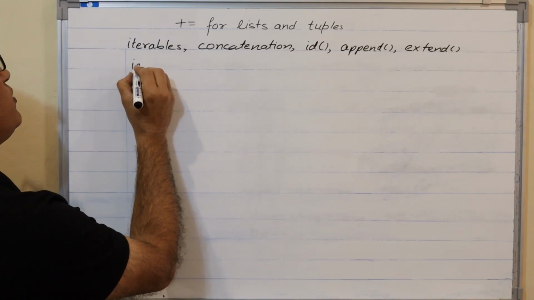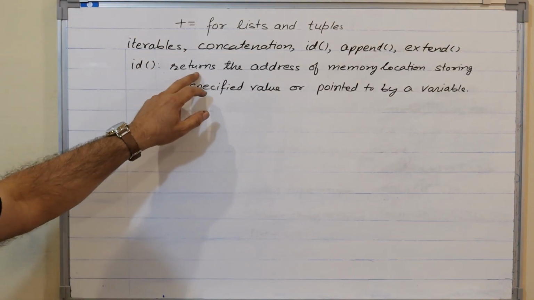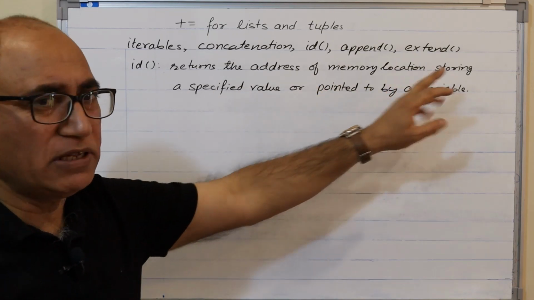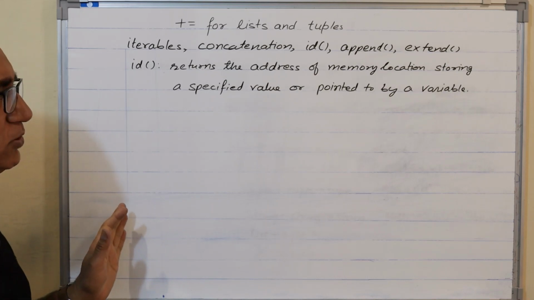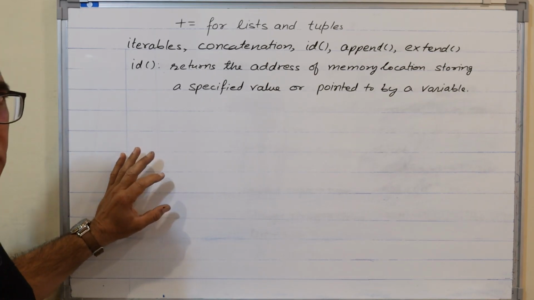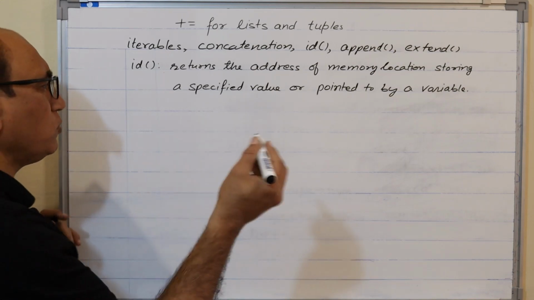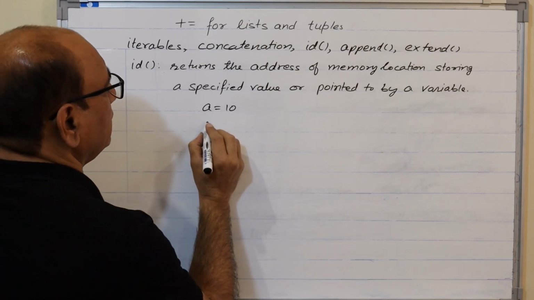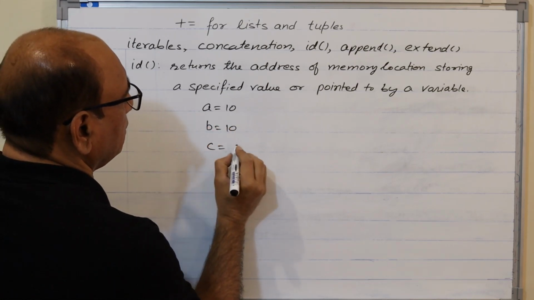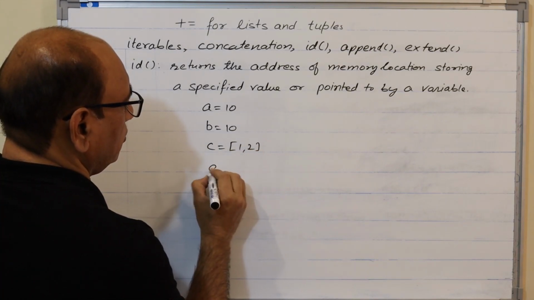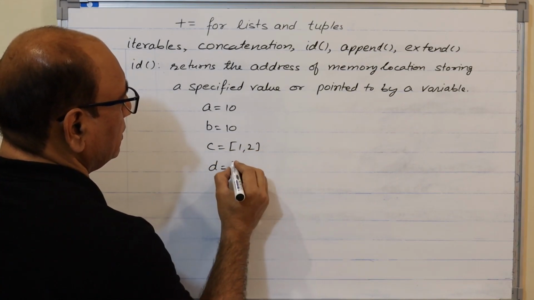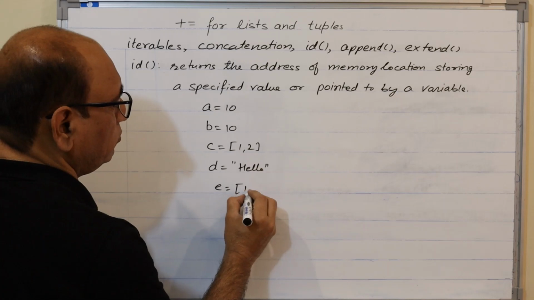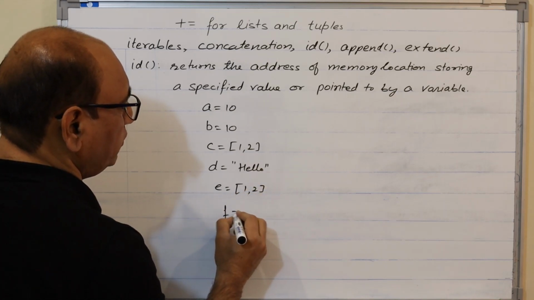Then we come to the concept of id function. Id function returns the address of memory location storing a specified value or pointed to by a variable. Now to understand this concept properly, we have to see how the values are stored in memory in Python. Suppose I declare a variable a equal to 10, then I say b equal to 10, c equal to list 1, 2, d equal to, let me say, string hello, e equal to list 1, 2, and f equal to string hello.